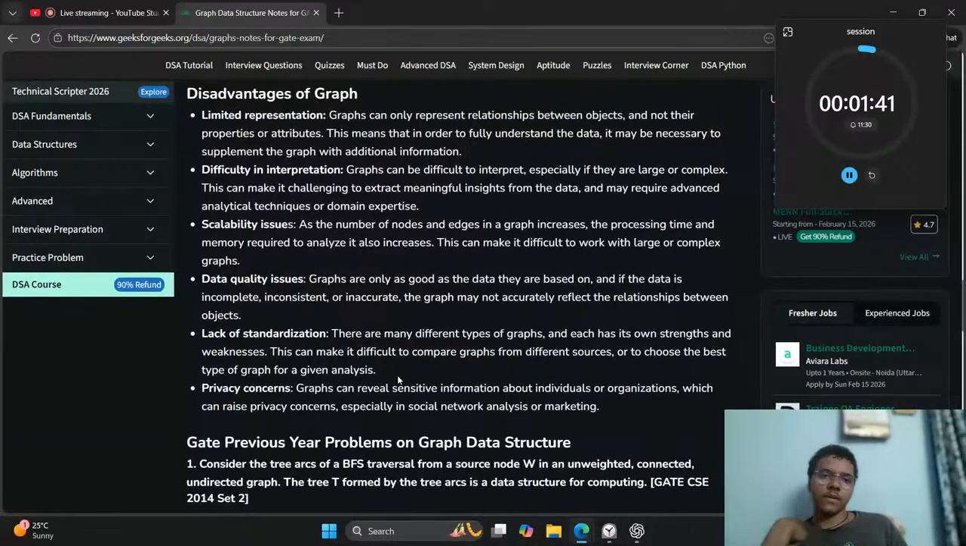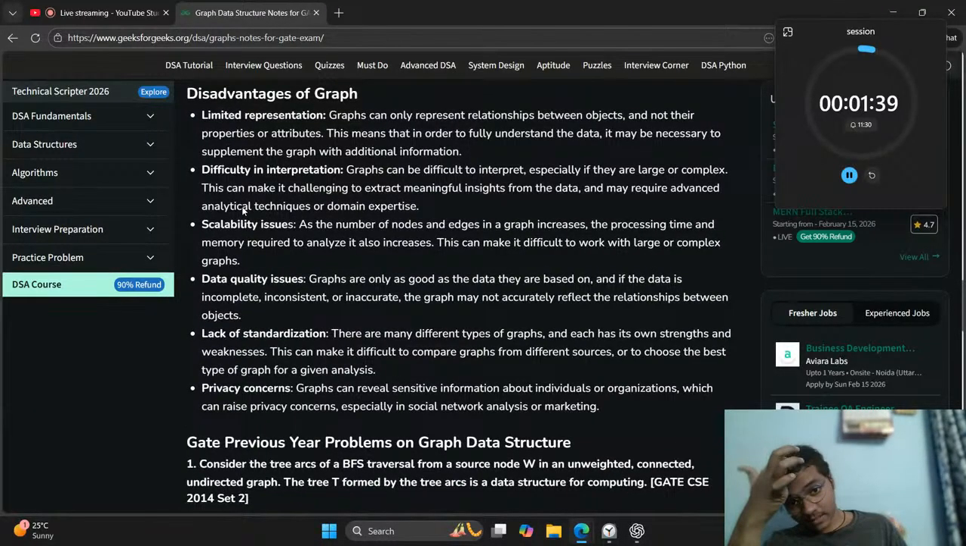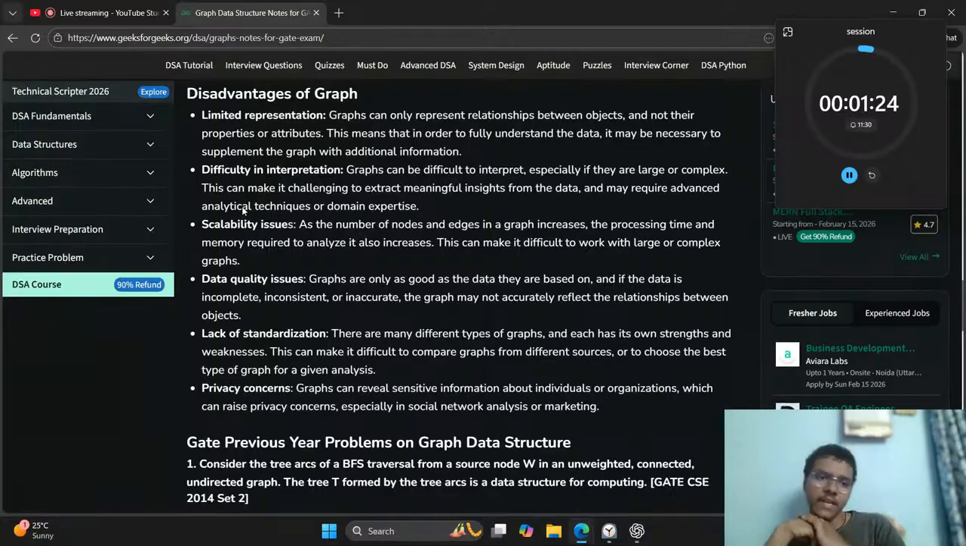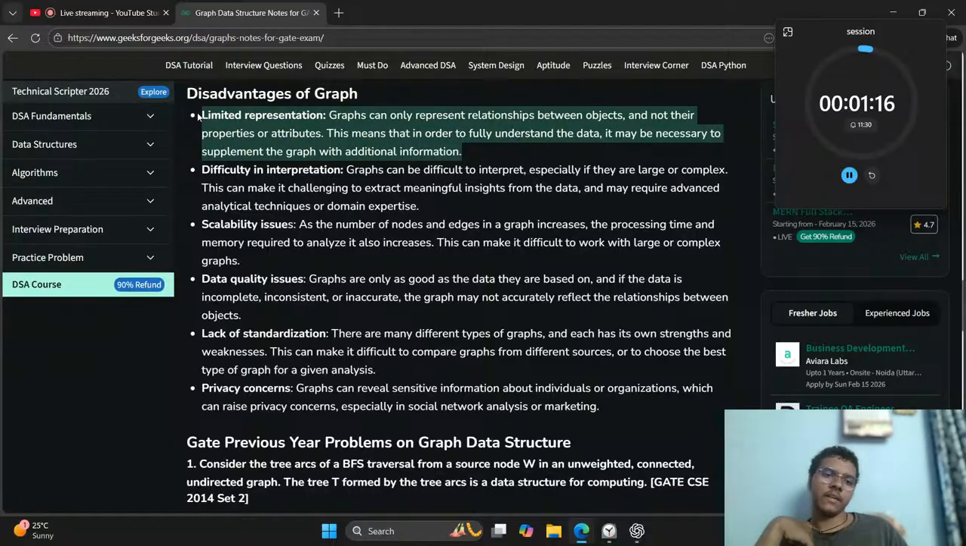Disadvantages of graphs: limited representation. Graphs can only represent relationships between objects and not their properties or attributes. This means that in order to fully understand the data, it may be necessary to supplement the graph with additional information. Yes, the text can hold additional information if needed. Difficulty in interpretation: graphs can be difficult to interpret, especially if they are large and complex. This can make it challenging to extract meaningful insights from the data and may require advanced analytical techniques and domain expertise.